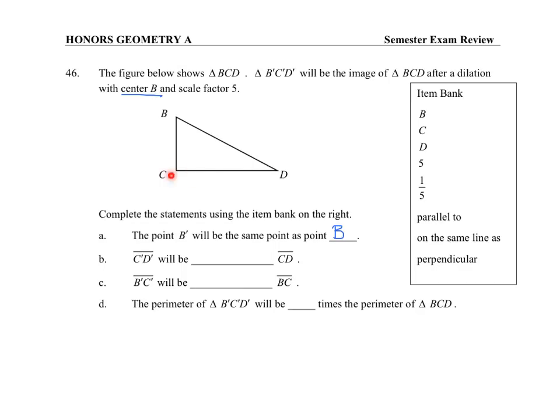C', D' will be parallel to CD. If you think about this, what you're really going to have is a bigger triangle. It's 5 times the size, where this is B prime, C prime, D prime, because the center is B. So C prime, D prime is going to be parallel to CD. In the same token, B prime, C prime will be on the same line as BC.